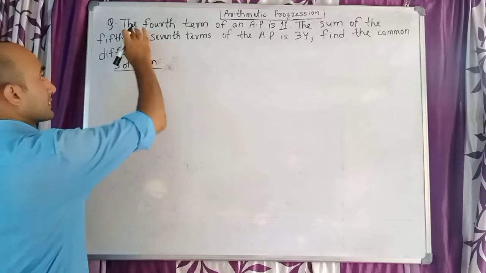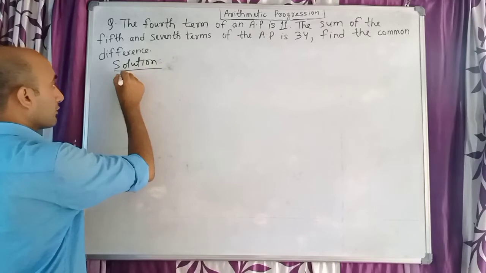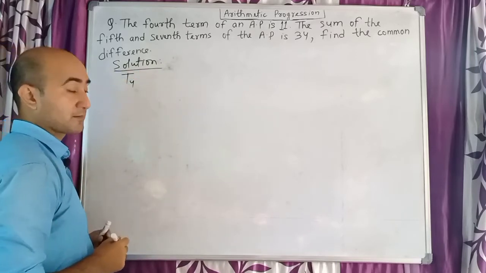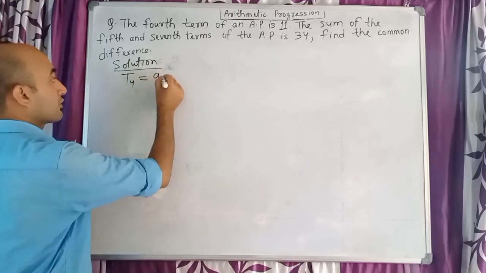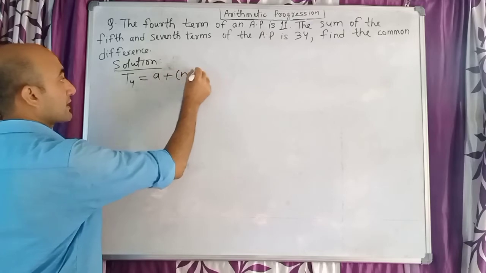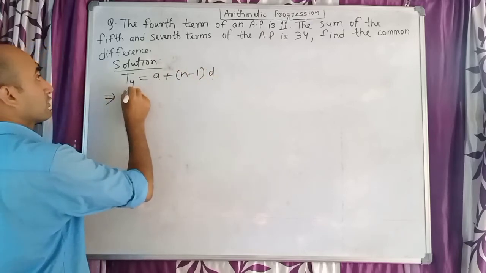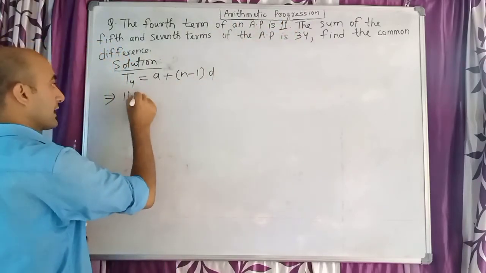My first condition is the fourth term of an AP is 11. Fourth term means you write T4. Tn means nth term, but when it is written T4, it is the fourth term. The term formula is A plus n minus 1 D. In this formula, the fourth term value is 11, so put 11 here.